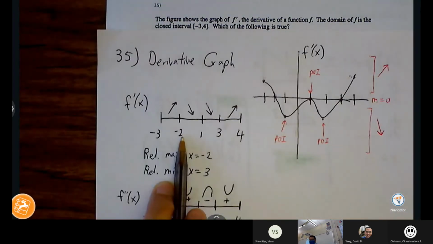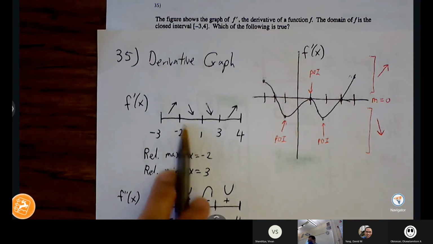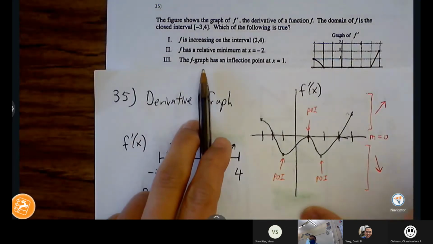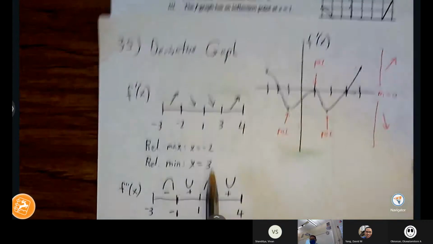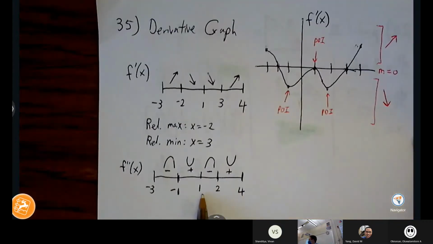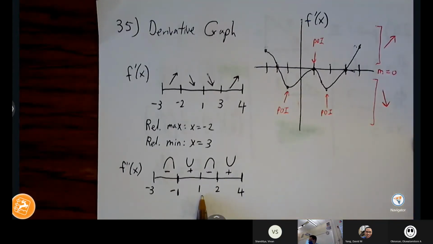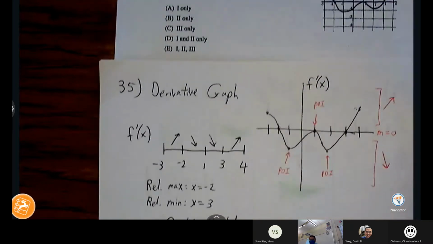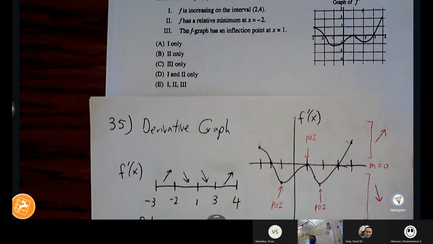Relative minimum at negative 2, we don't see that either, right? Obviously not a relative min, that's a relative max. And then the graph has an inflection point at x equals 1. That we can say is true. Right, so the answer choice is just 3. 3 only.